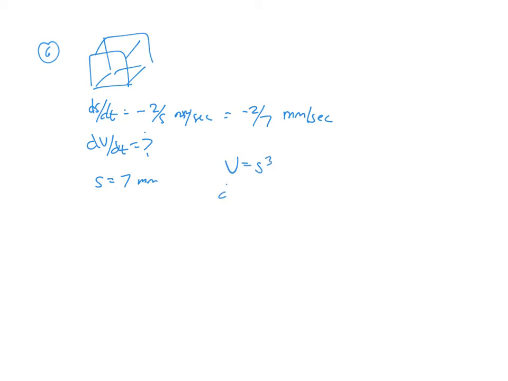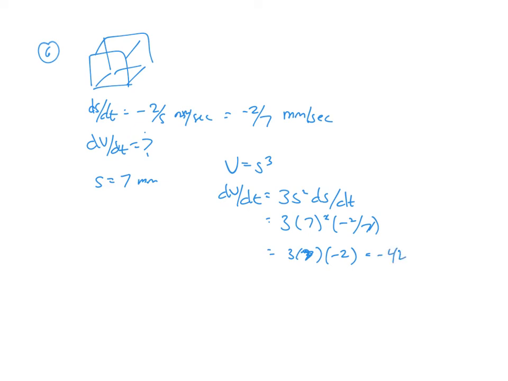Okay, so the volume is s cubed. dV/dt is 3s squared ds/dt. So we get 3 times 7 squared times negative 2 over 7. This cancels out with one of those. So now we have 3 times 7 times negative 2, and we get negative 21 times 2, which is negative 42, which makes sense because if the sides are decreasing, then the volume would be decreasing, and that's going to be cubic millimeters per second.